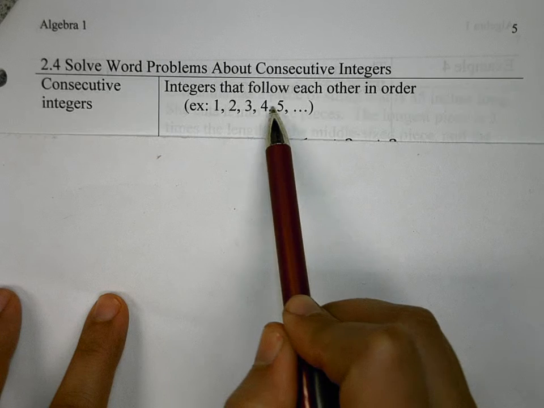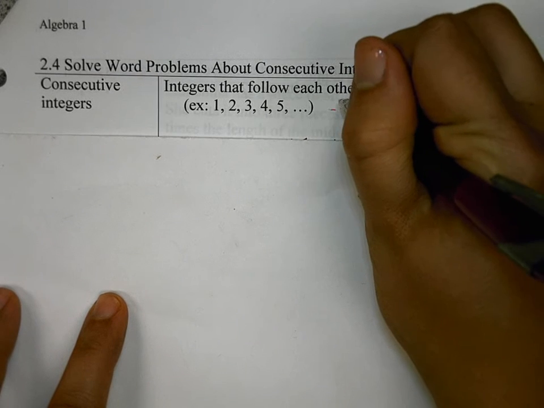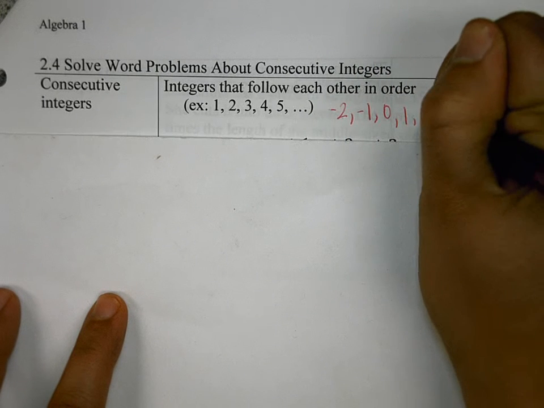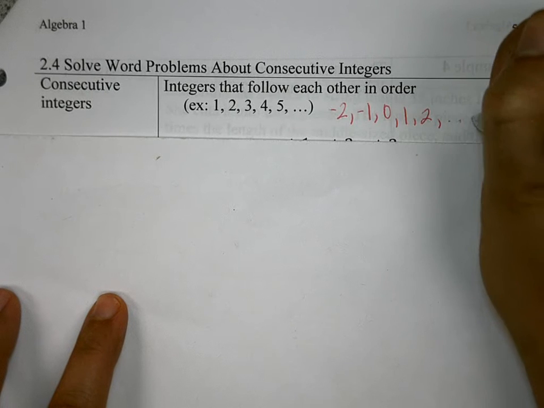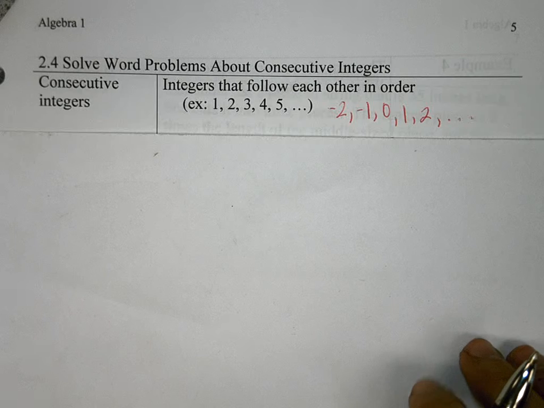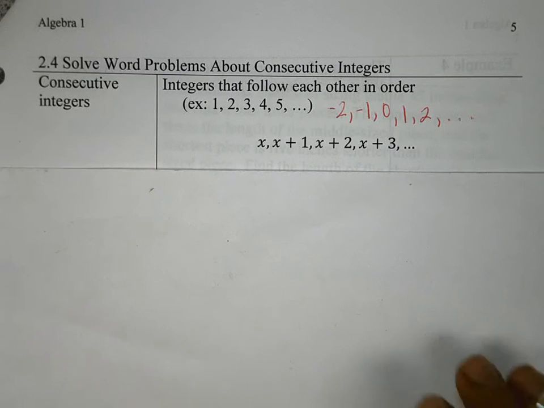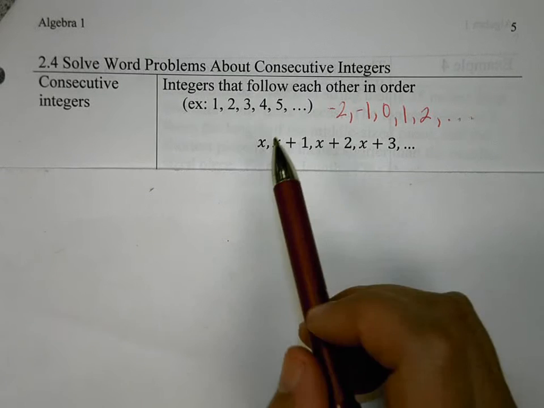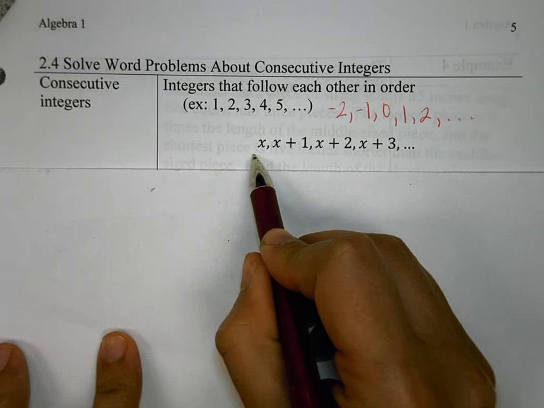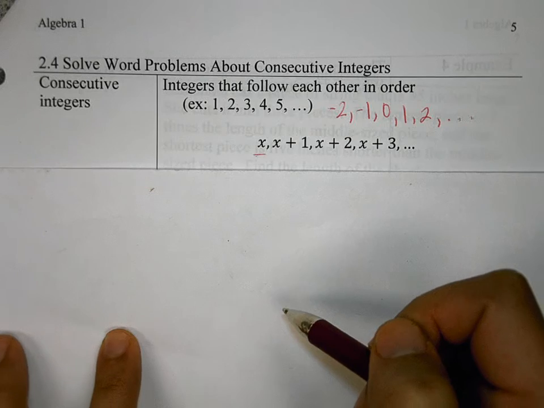For example, 1, 2, 3, 4, 5. That also includes negative numbers. So it could also include negative 2, negative 1, 0, 1, 2, and so on. Okay, so all integers here are included, all whole numbers. The way that we represent this in general terms is we start with x, that is our first integer. So no matter what number it is, because we won't know what it is yet, we start with x. So we just call the very first one x.